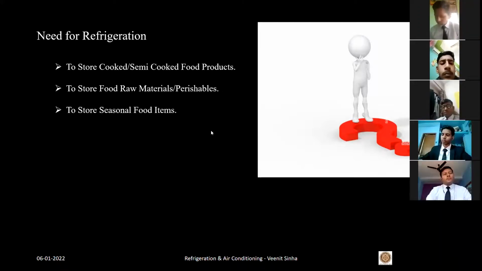Okay, to store seasonal food items, you can store the seasonal food items at sub-zero temperature or less than that, and you can enjoy those seasonal foods all year long.